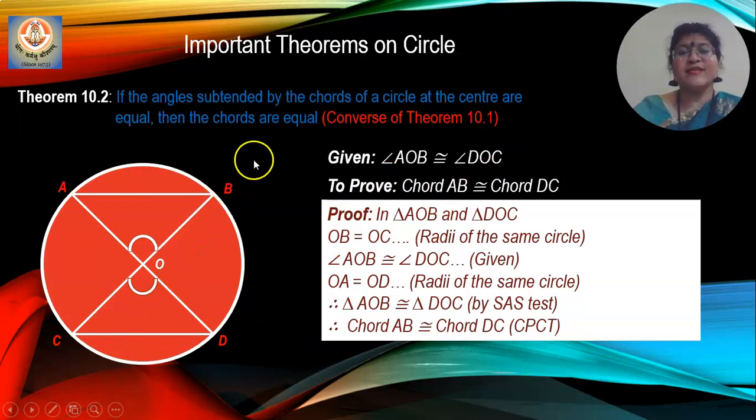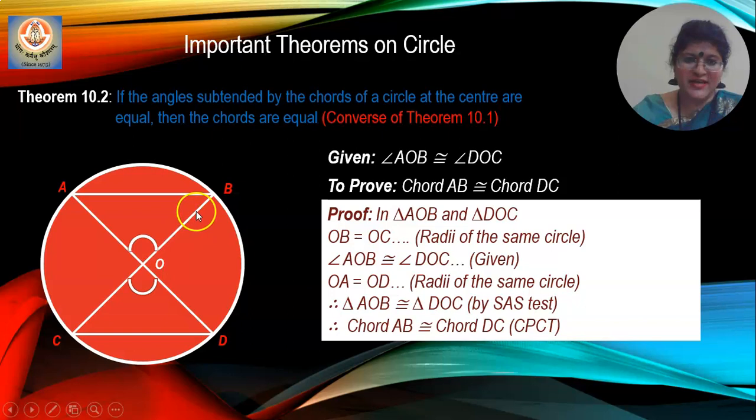So isn't this the reverse of theorem 10.1? It is called the converse of theorem 10.1. So this is theorem 10.2, converse of theorem 10.1. Proof: again, you have to take the two triangles and mention what is given. Now it is given that the two angles are congruent. So I have written out here given. Take the radii of the circles.